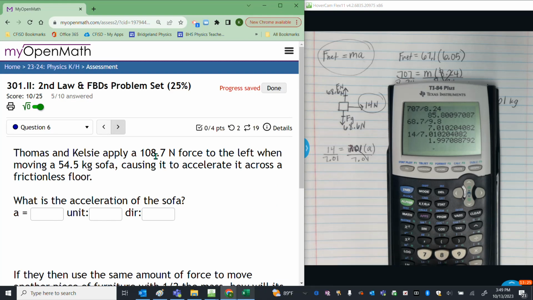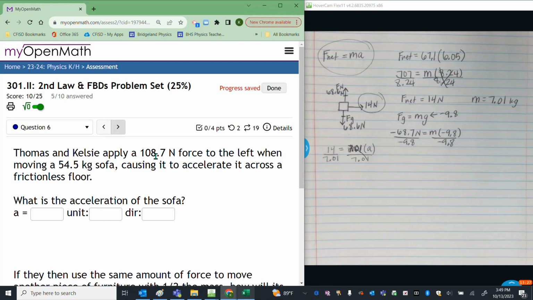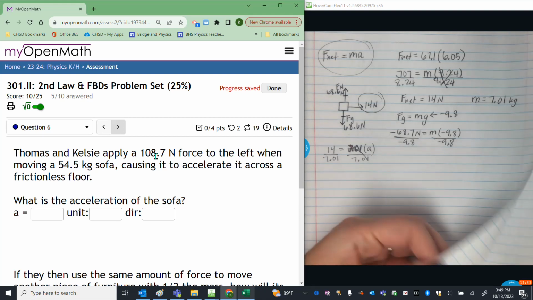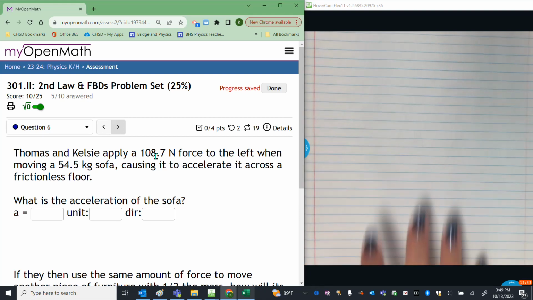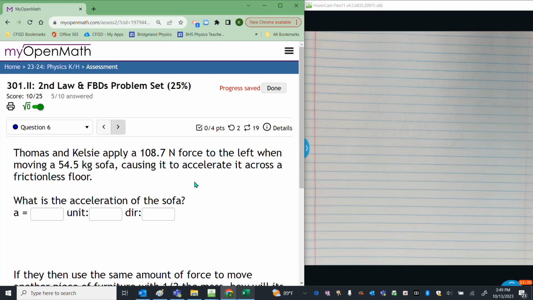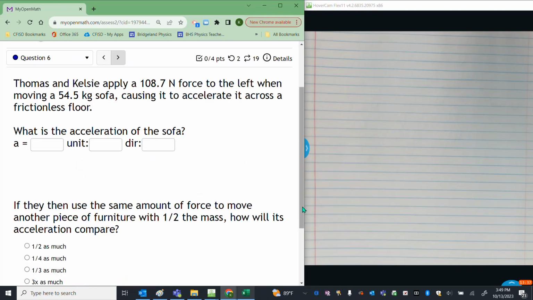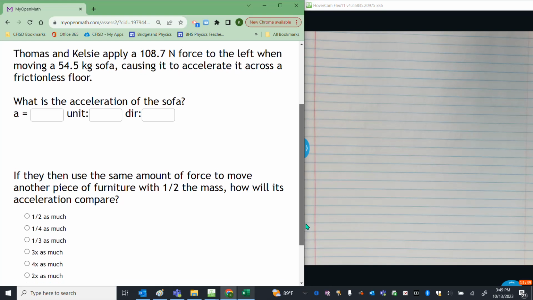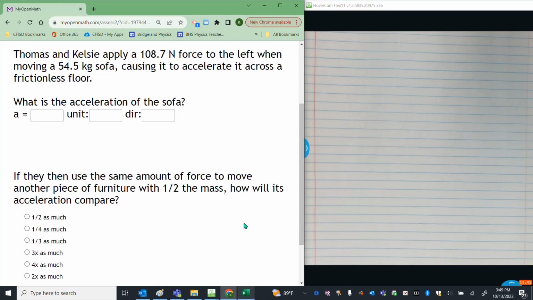All right, this is number 6. So let's take a look at how we can solve this problem. It says, Thomas and Kelsey apply a 108.7 Newton force to the left when moving a 54.5 kilogram sofa, causing it to accelerate across a frictionless floor.